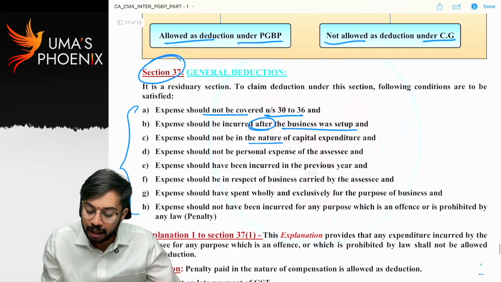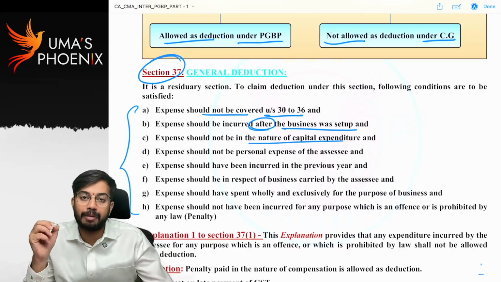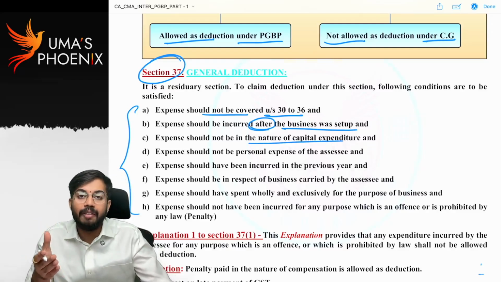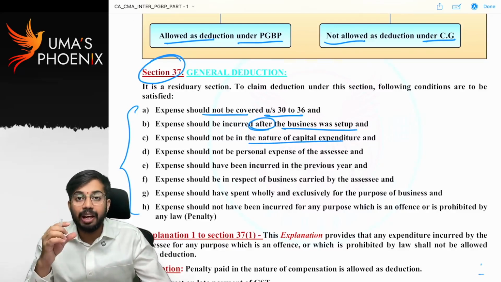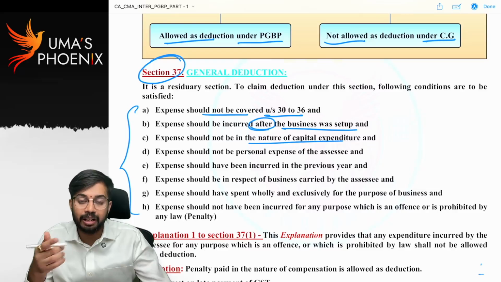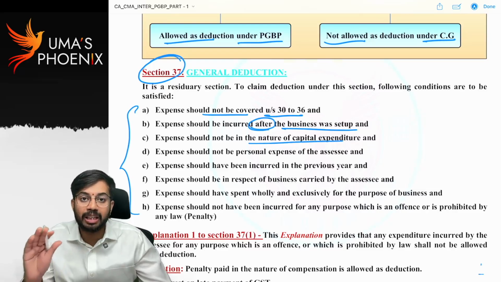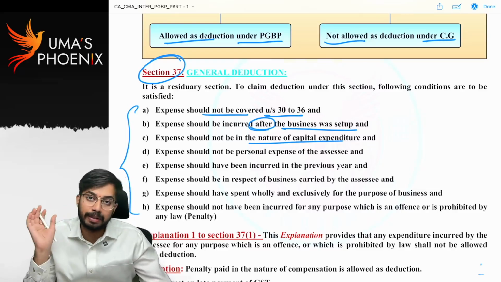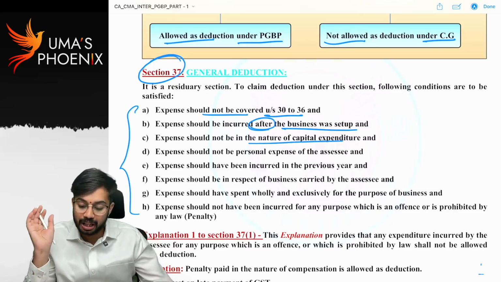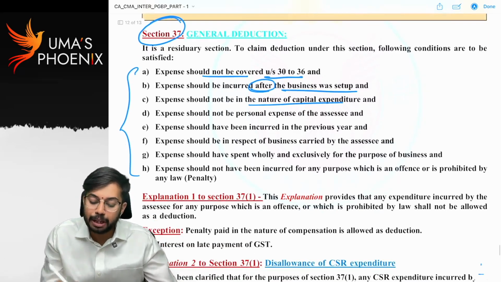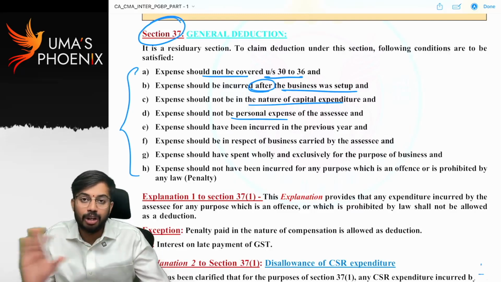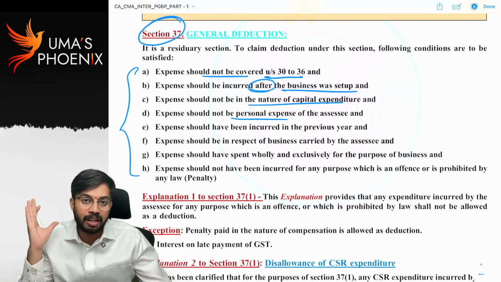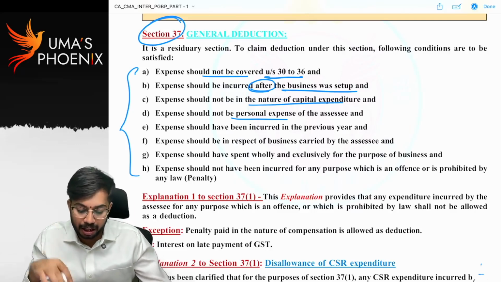Expense should not be in the nature of capital expenditure, because if it is capital expenditure, we will capitalize it and recognize it as an asset. That's why if expenditure is capital in nature, it is not allowed as deduction under section 37. Only revenue nature of expenses are allowed as deduction under section 37. Expenditure should not be personal expense. I already told you, personal nature of expenses are not allowed as deduction. Only business related expenses are allowed as deduction.